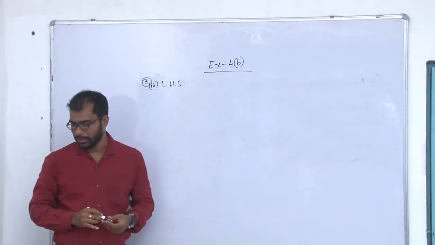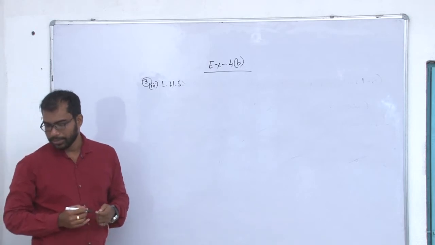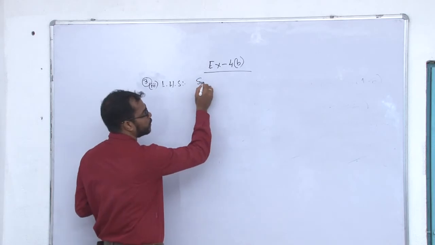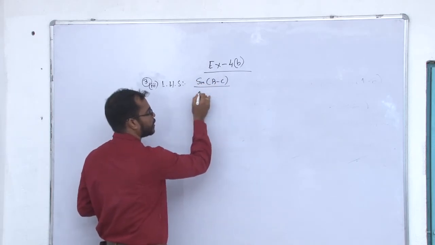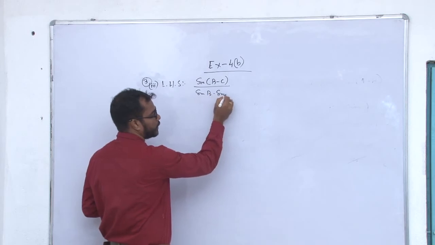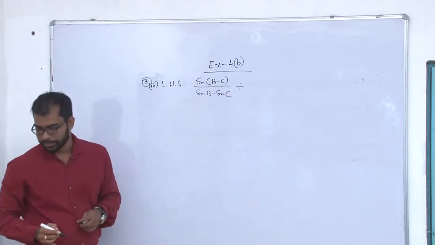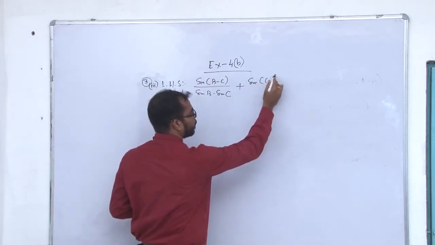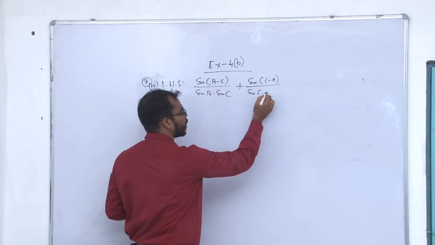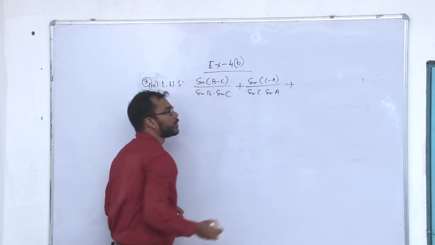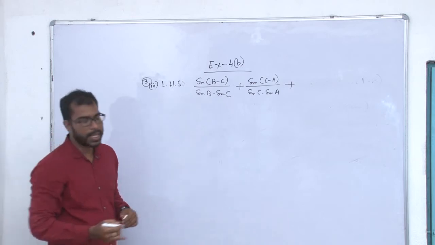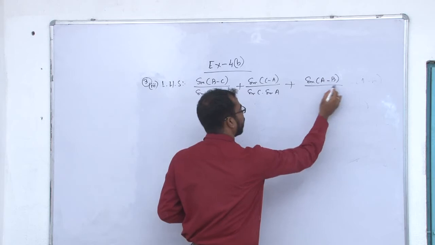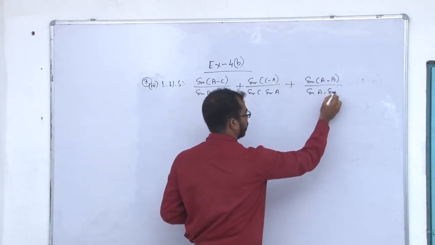We have to prove that the LHS, sin(B minus C) by sin B sin C, plus sin(C minus A) by sin C sin A, plus sin(A minus B) by sin A sin B.